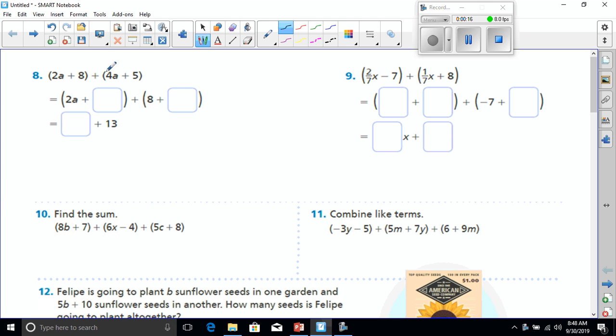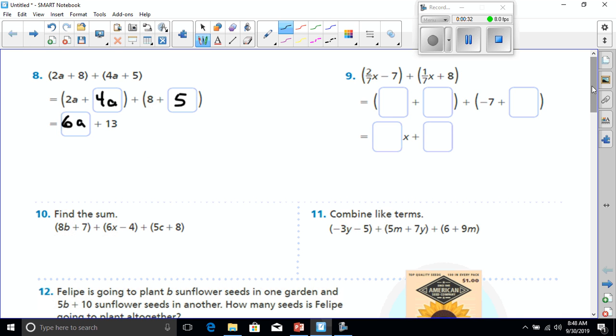So the 2a is going to go with the 4a because we want to combine our like terms, which leaves the 8 being combined with the 5. Now we can combine our like terms. 2a plus 4a is going to make 6a, and 8 plus 5 made 13.